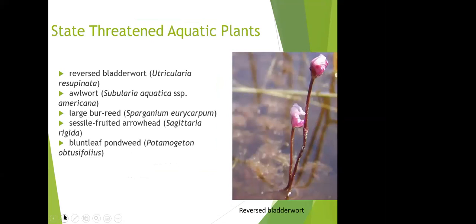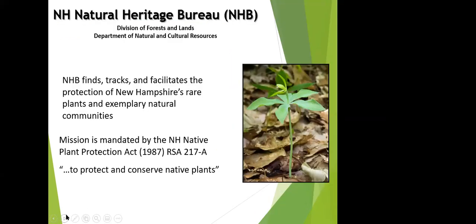Some of our state threatened species, we just have a few on that list, some bladderworts and burr reeds and some other plants. The bladderwort is shown here with pretty purple flowers on it. So our Natural Heritage Department with our Department of Natural and Cultural Resources actually keeps track of these, and it is their mission to protect native plants. So that is one of the things that they track, and they try to conserve native plants both on land and in the water. So that's their responsibility.